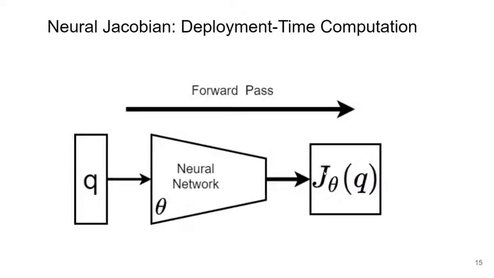So once we've trained this neural Jacobian approach, we just have to do forward passes in our neural network to recover the Jacobian. So we pass our joint angles Q through the network, and it'll directly give us the Jacobian approximation based on how we trained it.